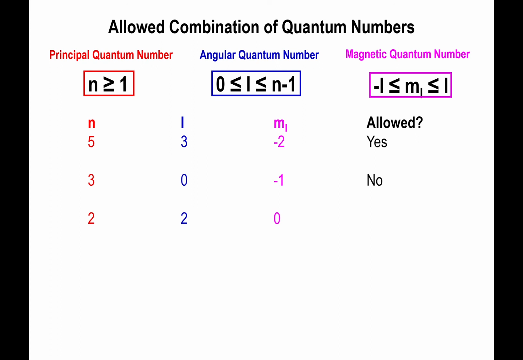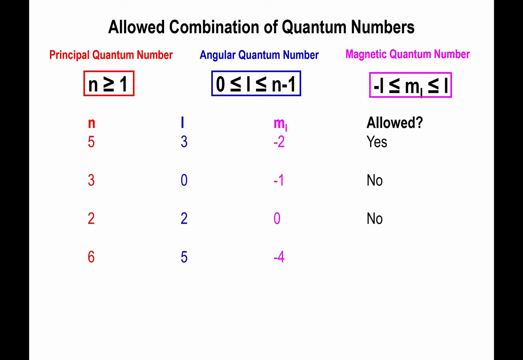Okay, let's continue with the process. If n equals 2, that means that L can go up to 2 minus 1, which is L equals 1. And looking at this, we see that L is not 1, and in fact is greater than 1. That means that this is not allowed. Automatically, without even looking at m sub L, this is disqualified for being a correct set of quantum numbers.